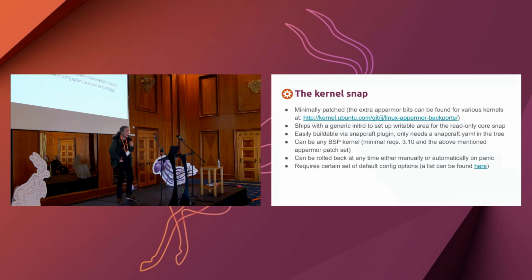So the kernel snap actually needs a minimal set of AppArmor changes that are still not upstream, but we are getting there. So somewhere within the 6.0 timeframe or 6.x timeframe, I hope we will eventually come to a point where you can just use a plain upstream kernel. Currently, you still need 2 patches on top of that.